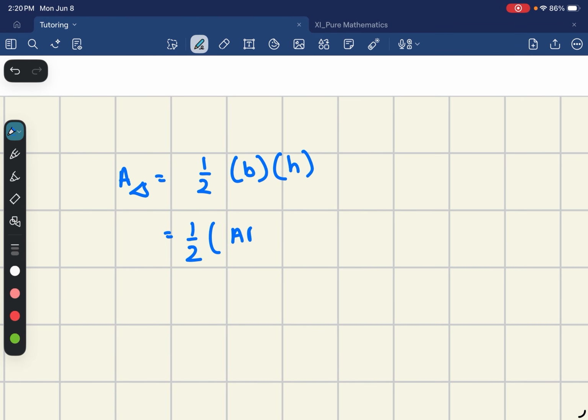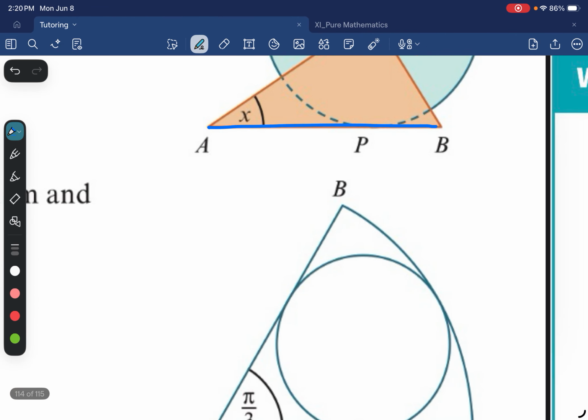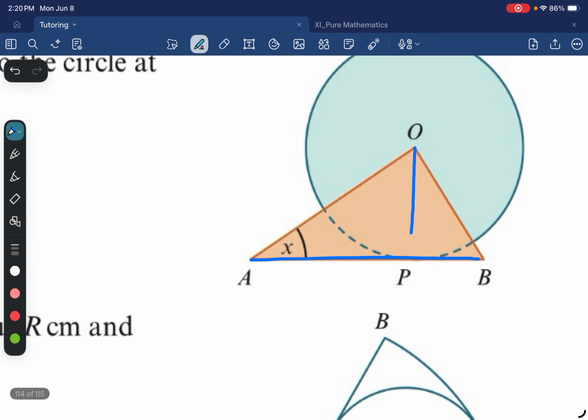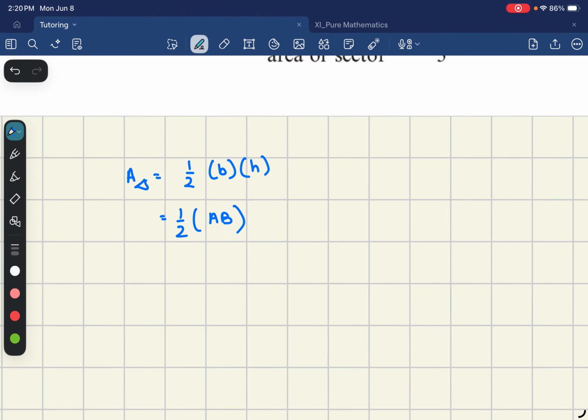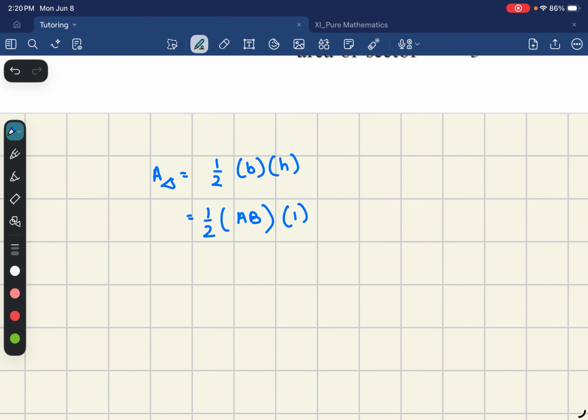AB is something that we found. The height was this perpendicular, right? This is going to be the height of the triangle. And we know that this is just 1. All right. Times 1. And remember, AB was 1 over tan x plus tan x. That is the area of the triangle.